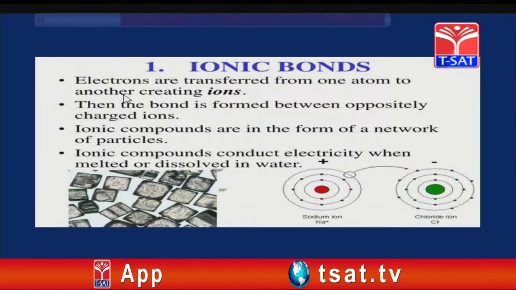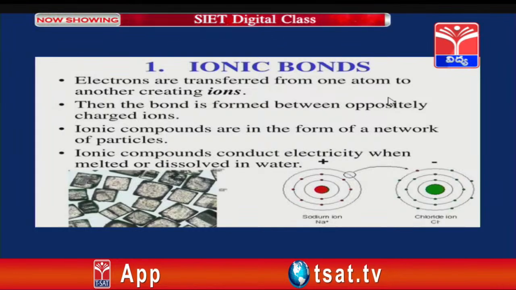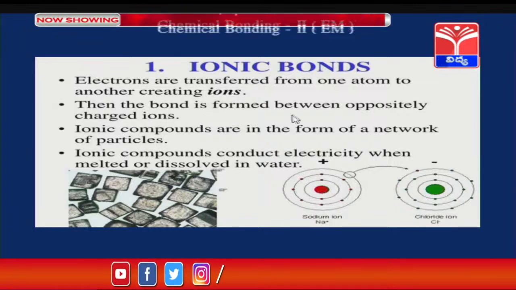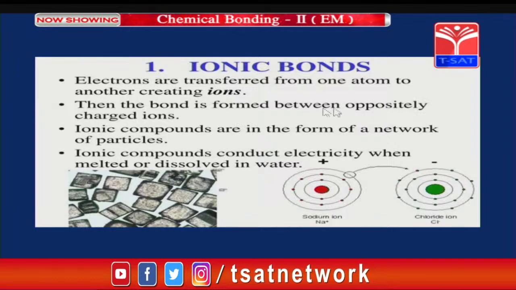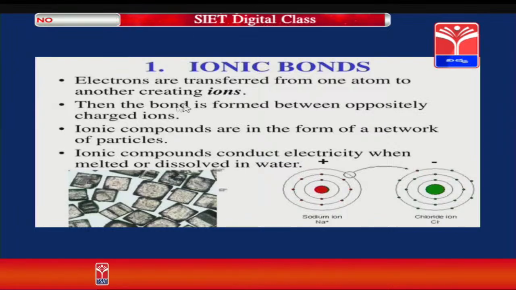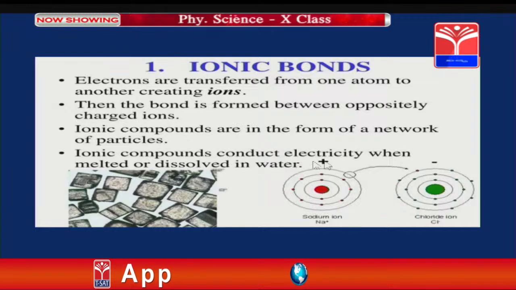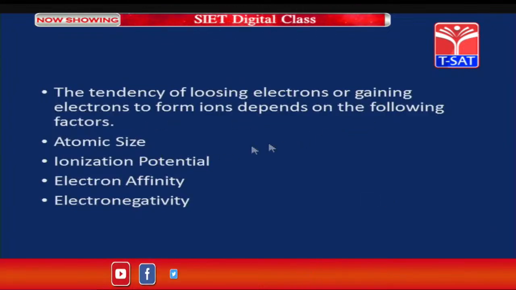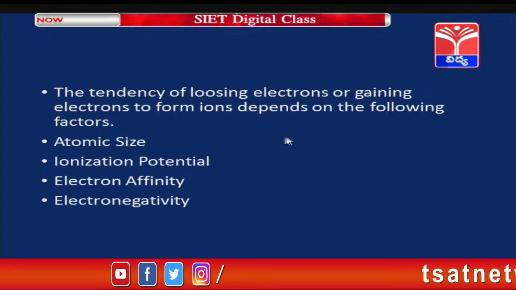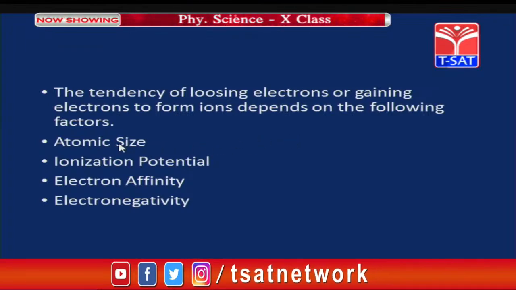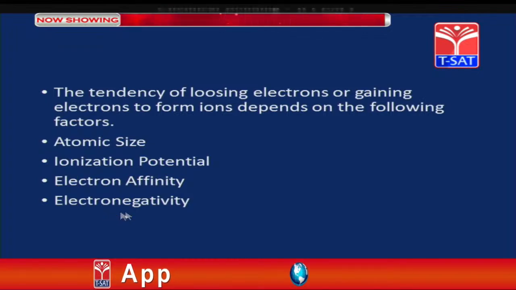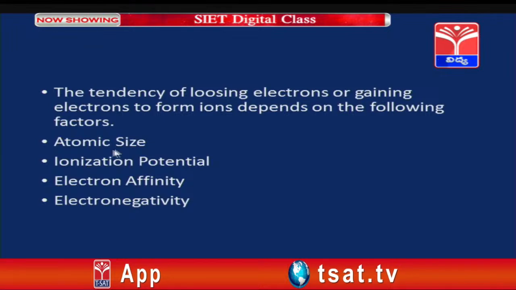So, children, in ionic bond, electrons are transferred from one atom to another creating ions. Then the bond which is formed between the oppositely charged ions is ionic bond. And ionic compounds conduct electricity when they are melted or dissolved in water. So, the tendency of losing electrons or gaining electrons to form ions depends on the following factors: atomic size, ionization potential, electron affinity and electronegativity. Let us just define them.